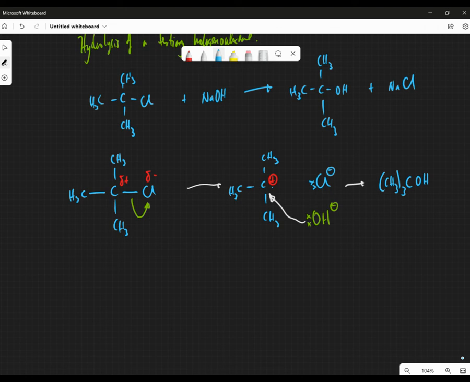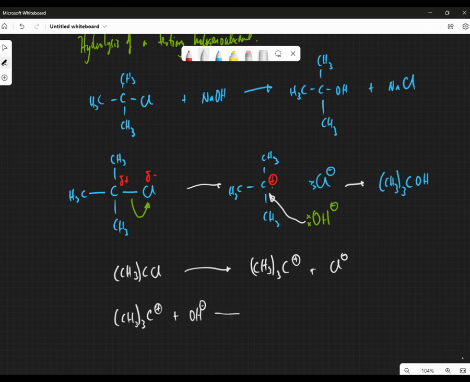Okay, so let me draw that again. The first stage of the reaction is this: (CH3)3CCl goes to (CH3)3C+ and Cl minus. And the second stage of the reaction is (CH3)3C+ plus my OH minus ion gives me (CH3)3COH.